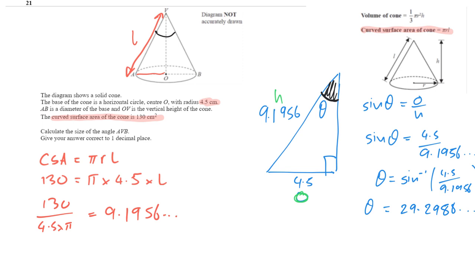29.2988, lots more numbers. Now, that's not finished the question. I still have to answer what is the angle AVB? That's just going to be double it. So therefore angle AVB is equal to that times 2, 58.597, and so on. Read the question: give your answer correct to one decimal place. Kind of important that we round this accurately now. So that's 58.6 degrees. Job's a good one.